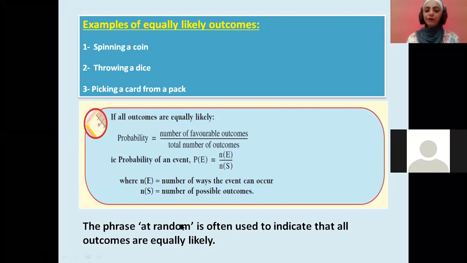But anyway, whenever you see the words "at random", you should know that this question is talking about having equally likely outcomes.